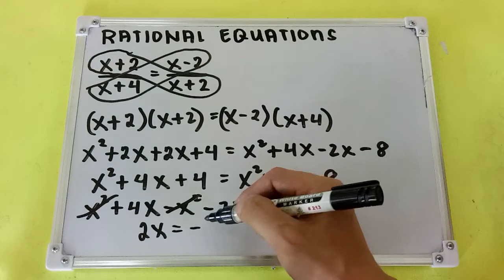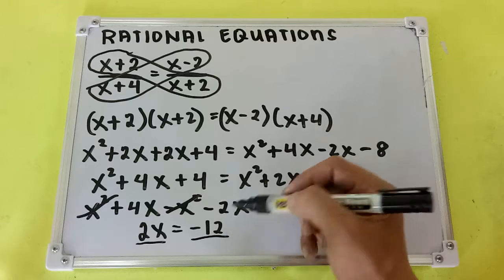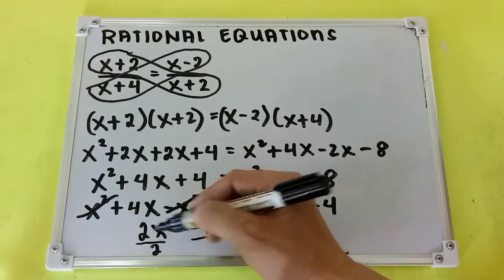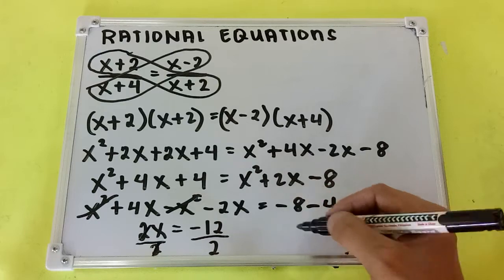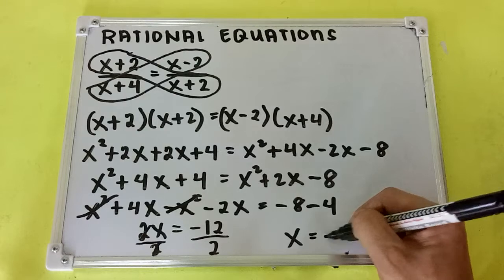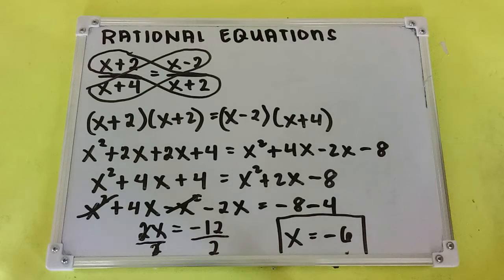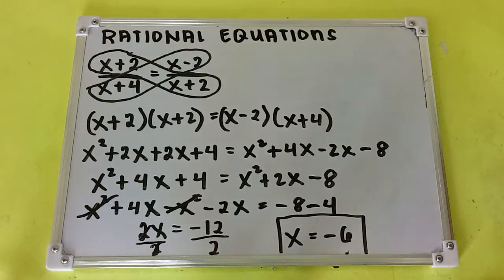So that's negative 12. And then dividing both sides, or MPE, divide both sides by 2. So we get the value of x: x is equal to negative 12 divided by 2, which is negative 6. So the value of x is negative 6. In solving rational equations, that is the same as finding the value of x. So it's a rational equation, but we are just looking for the value of x. Next.